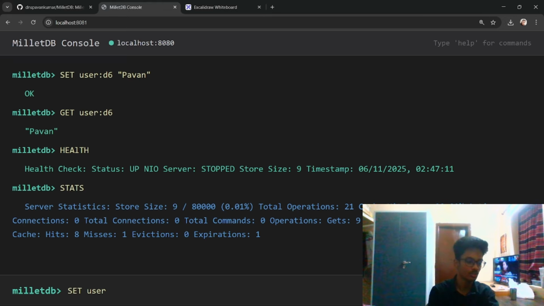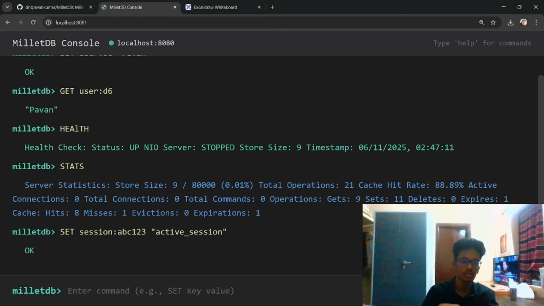Also, you can set a session. Let's name it session name ABC 123 and name it as active session. All right, it says okay, then it's fine. And then you can actually expire this session. Expire is same as deleting. You can expire session ABC 123, and you should give a time here. Let's say I have given 10,000.